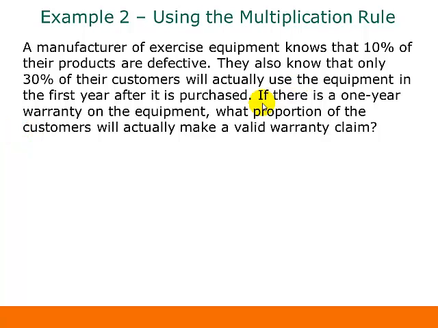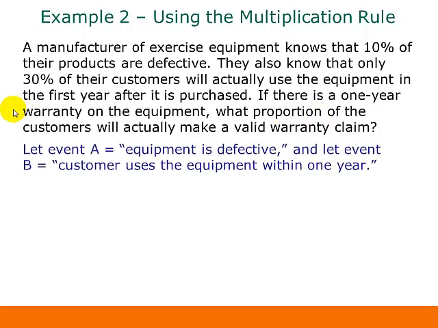In a lot of problems, when it's asking you for a proportion, what it's really asking for is a probability. So here we'll let event A be that the equipment is defective, and we'll let event B be that the customer uses the equipment within a year.